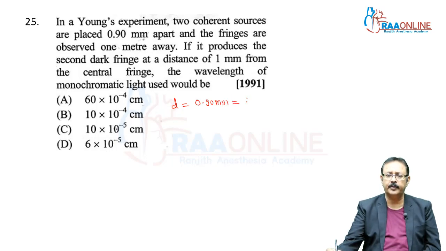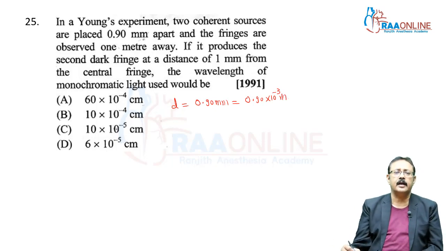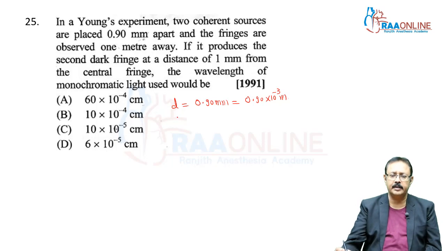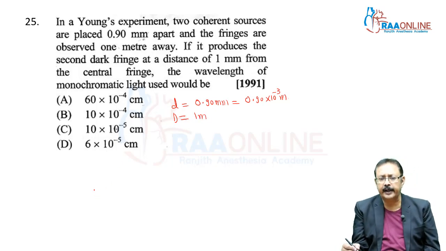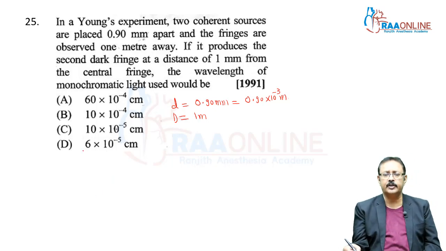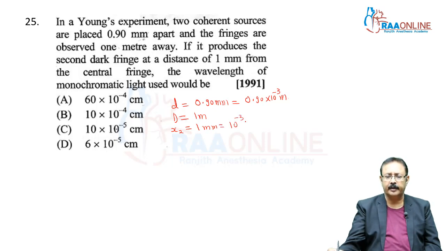If you want to do it in SI units, d is 0.90 into 10 to the power minus 3 meter. The fringes are observed 1 meter away, which means the distance between slit and screen, D, is 1 meter. It produces the second dark fringe at a distance of 1 millimeter, which is 10 to the power minus 3 meter. We want to calculate which wavelength of light we used.